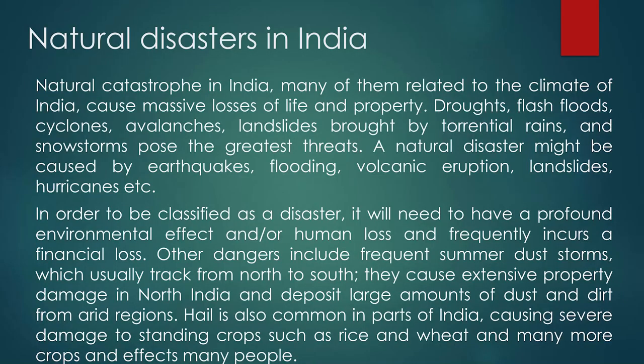The higher levels of the pyramid are occupied by primary consumers, secondary and tertiary consumers. We have now seen a lot of things about disasters. Some important natural disasters I wanted to insist on are the Tsunami and Gaja cyclone. What happened? We will see. Natural catastrophes in India, many of them related to the climate of India, caused massive losses of life and property. Droughts, flash floods, cyclones, avalanches, landslides, brought by torrential rains and snowstorms pose the greatest threat. A natural disaster might be caused by earthquake, flooding, volcanic eruption, landslides and hurricanes. So natural disasters create a lot of environmental issues.